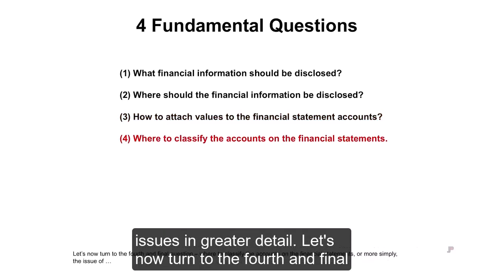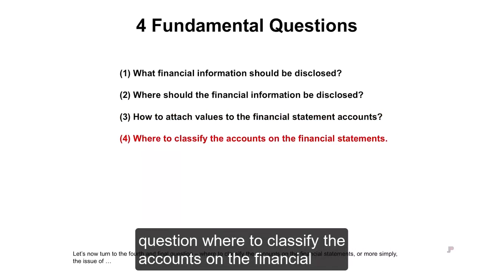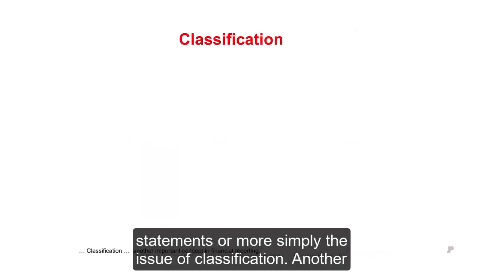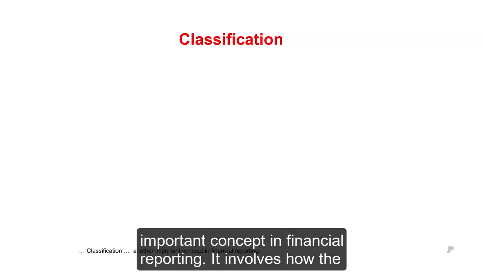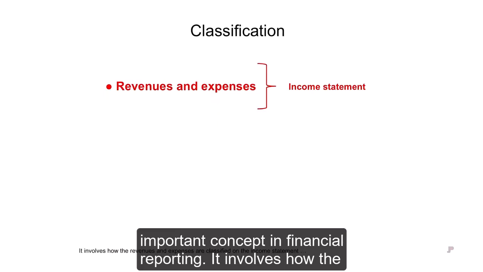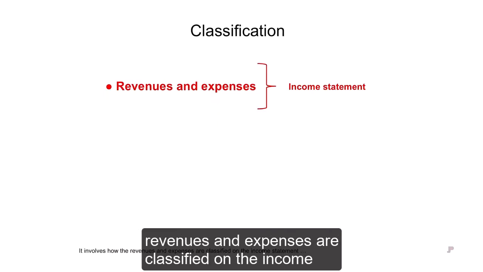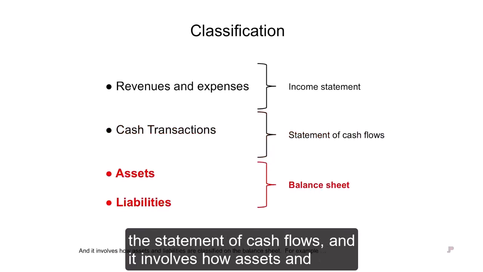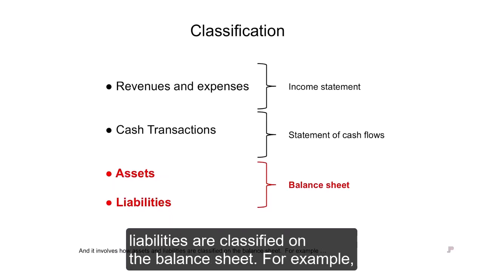Let's now turn to the fourth and final question: where to classify the accounts on the financial statements, or more simply, the issue of classification, another important concept in financial reporting. It involves how the revenues and expenses are classified on the income statement. It involves how cash transactions are classified on the statement of cash flows, and it involves how assets and liabilities are classified on the balance sheet.